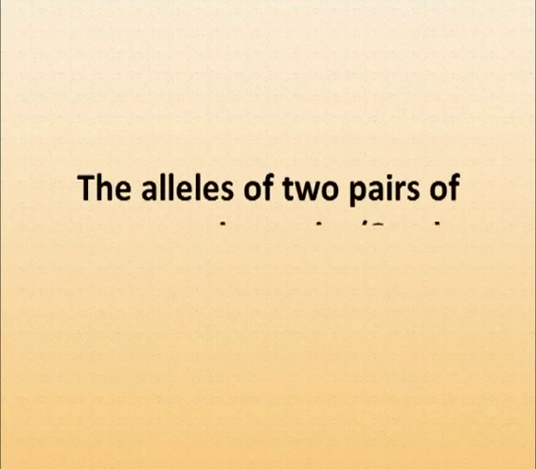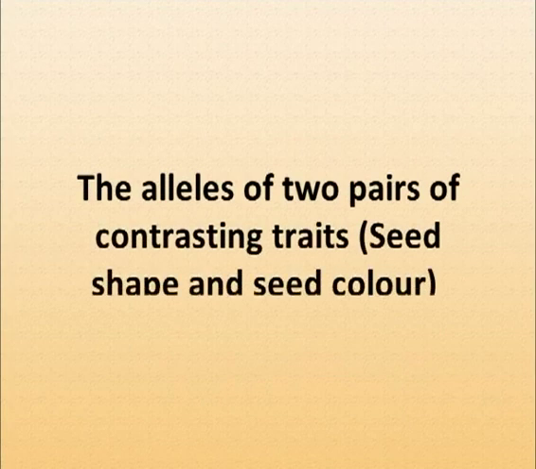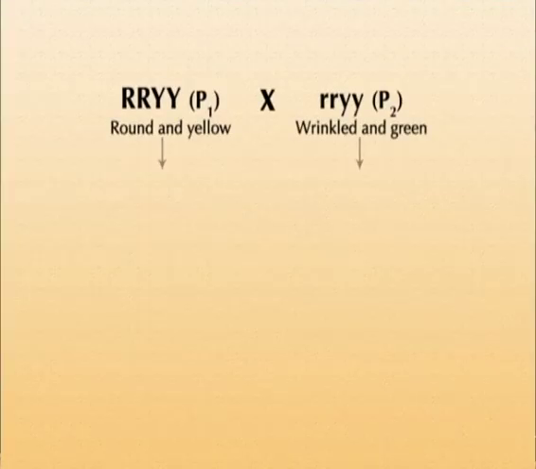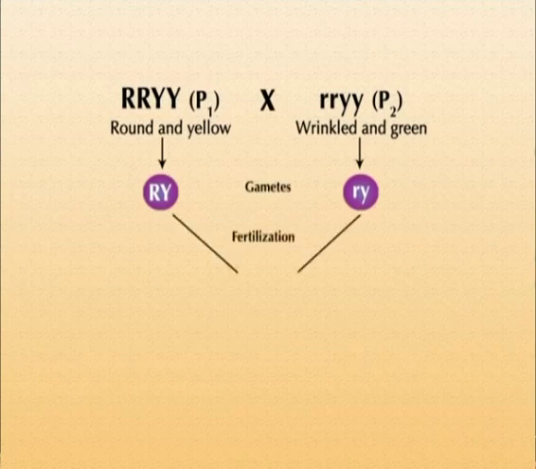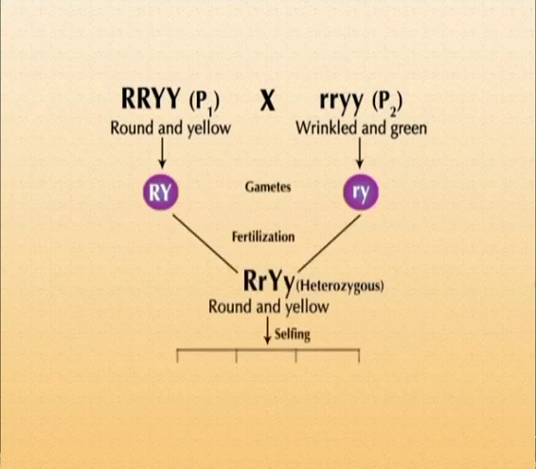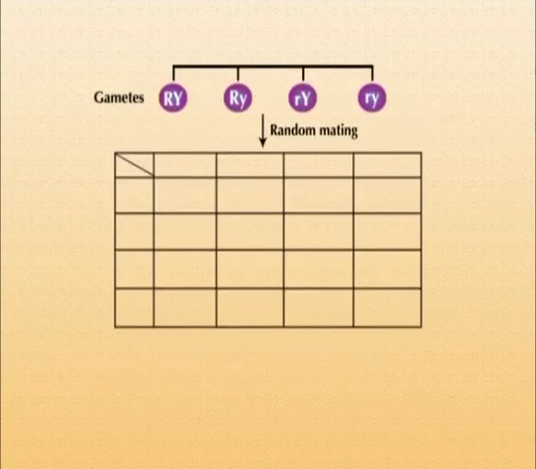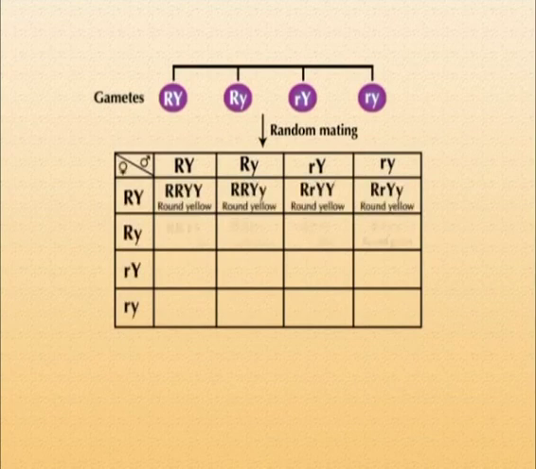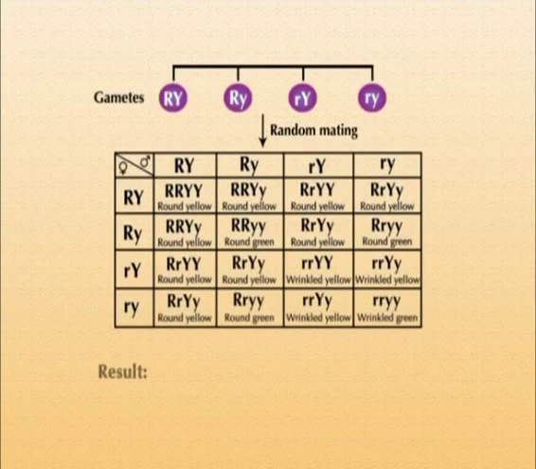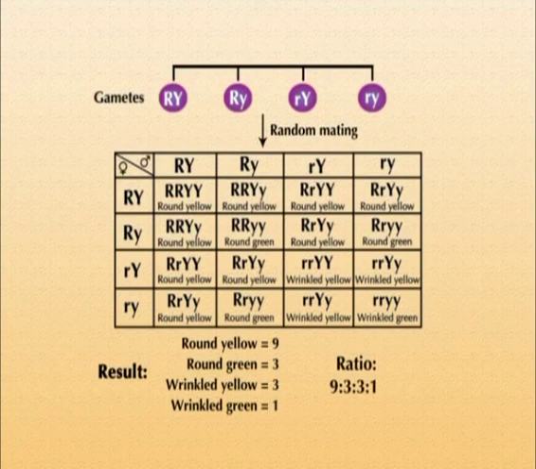According to this principle, the alleles of two pairs of contrasting traits with seed shape and seed color during gamete formation assort independently of each other and give rise to different combination of gametes, parental as well as recombinant types. Random mating between these gametes will produce different phenotypes in the ratio of 9:3:3:1 in a dihybrid cross.